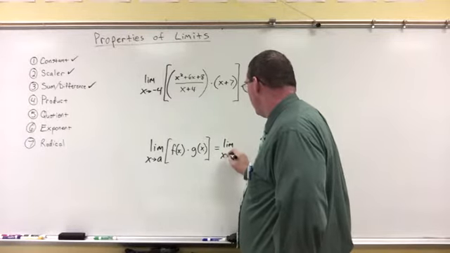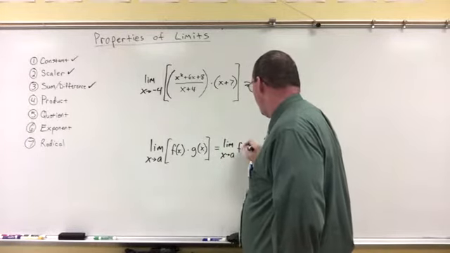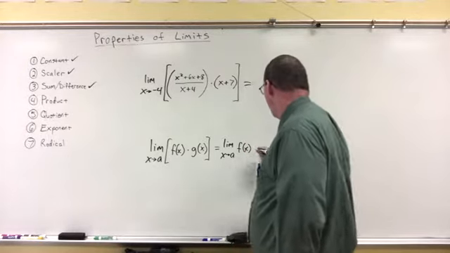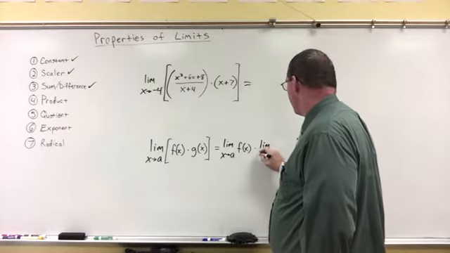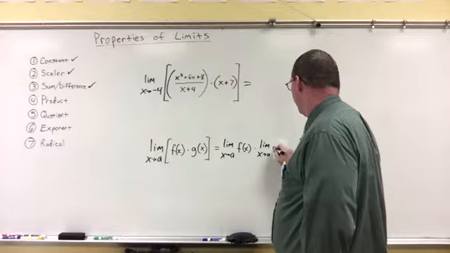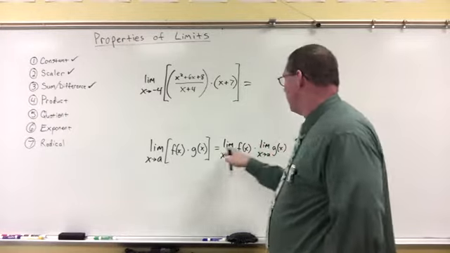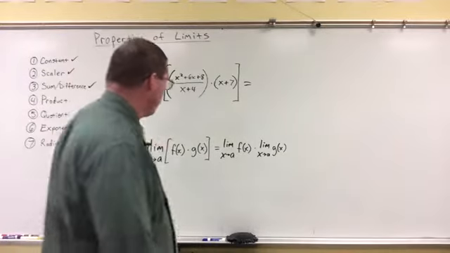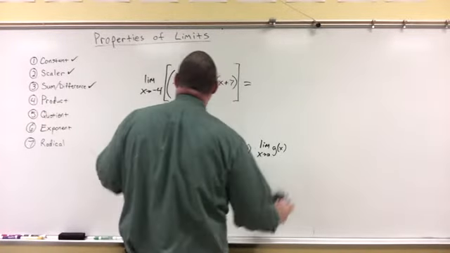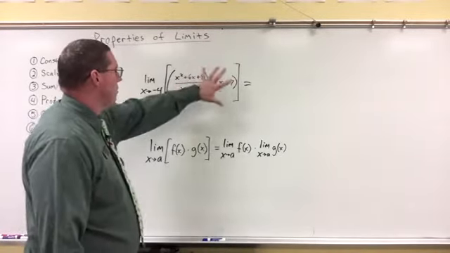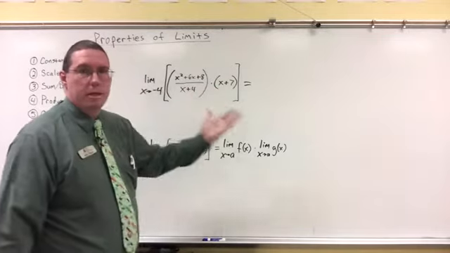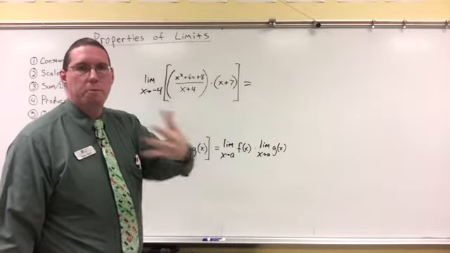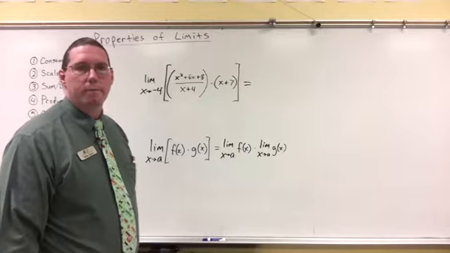We would do the limit as x approaches a of f of x times the limit as x approaches a of g of x. You would just find the two individual limits and multiply them together. And that's what we're going to do up here. Now, I think you should pause the video and try to find these two limits separately on your own, then multiply them and see if you got what I got.